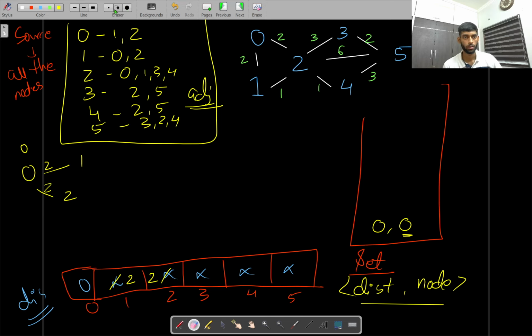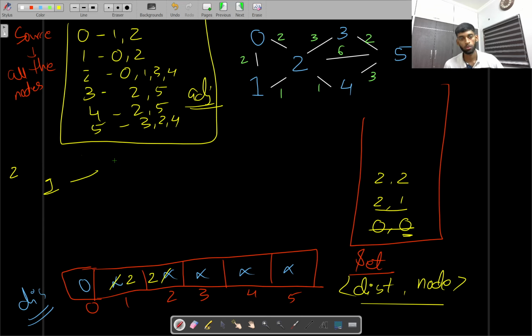Now we will be inserting all these elements into the set: distance 2 with node 1, and distance 2 with node 2. We will pop this out of the set. Now we will get this one. The node is 1 and the distance already present is 2.